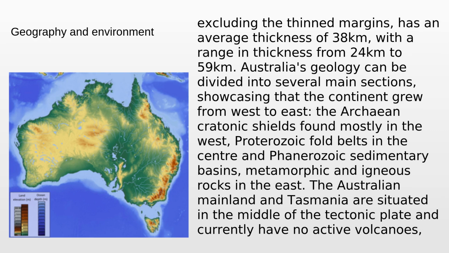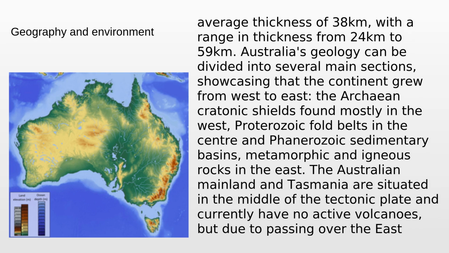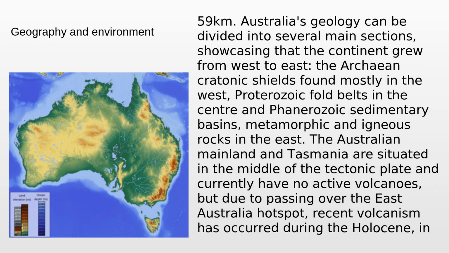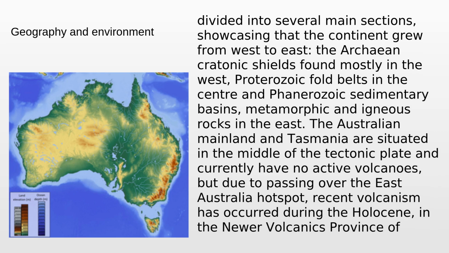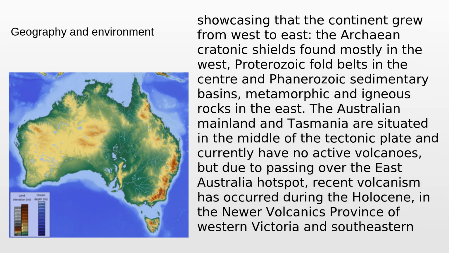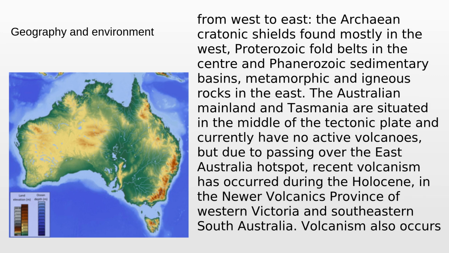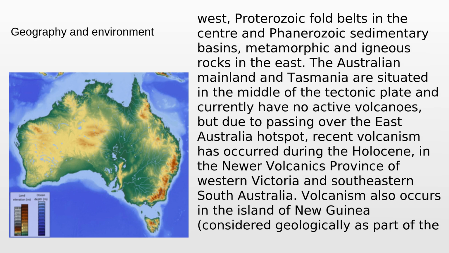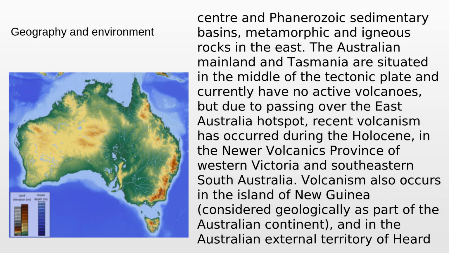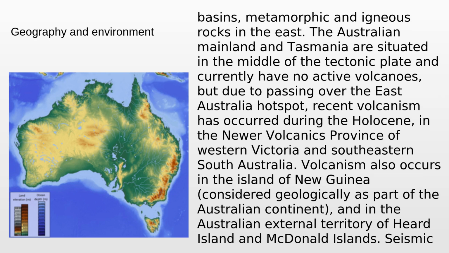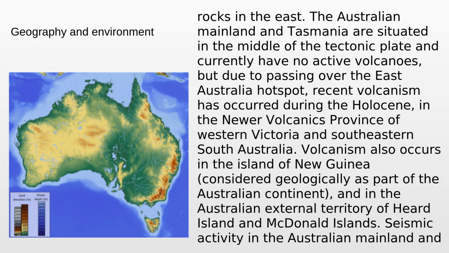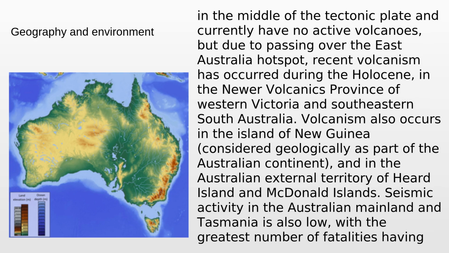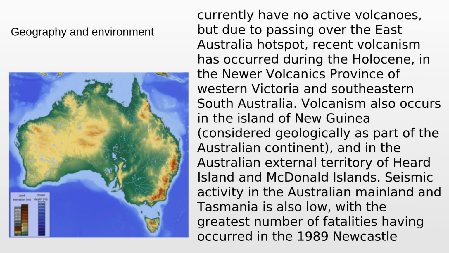The Australian continent is currently moving toward Eurasia at the rate of 6 to 7 centimeters a year. The Australian mainland's continental crust, excluding the thinned margins, has an average thickness of 38 kilometers, with a range in thickness from 24 kilometers to 59 km. Australia's geology can be divided into several main sections, showcasing that the continent grew from west to east. The Archean cratonic shields are found mostly in the west, Proterozoic fold belts in the center, and Phanerozoic sedimentary basins, metamorphic and igneous rocks in the east.